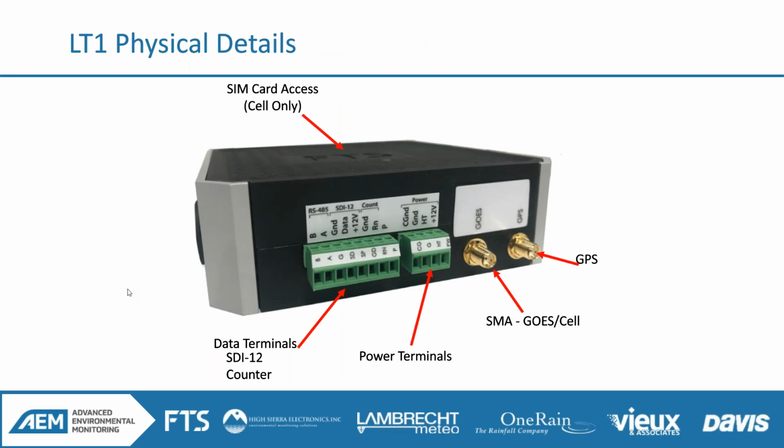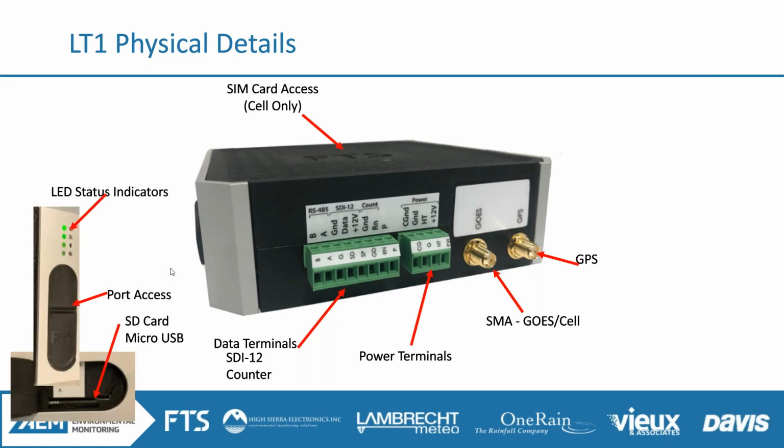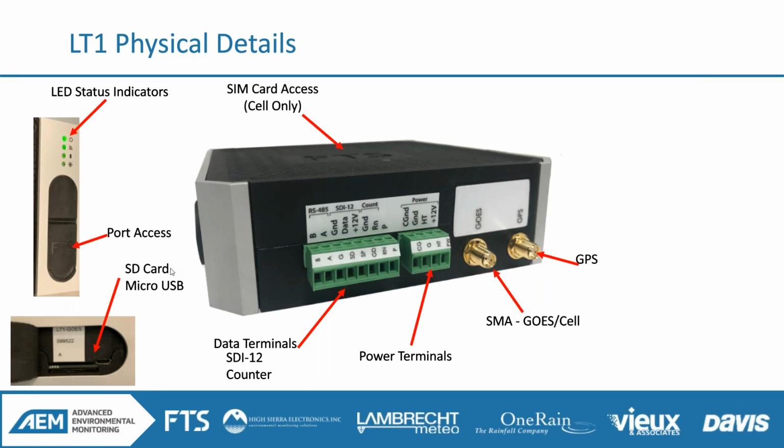This is what the LT1 looks like with the connectors and also the inputs for the GOES and the GPS. We'll talk about each of these. The data terminals, the larger green connector, has SDI-12, as we had mentioned, and counter input. So there are other connections there. Really, with a parallel market, we can do other things with it, but primarily what we're talking about today is SDI and tipping bucket. And then the next green connector is, of course, where we power it from 12 volts and access it that way.